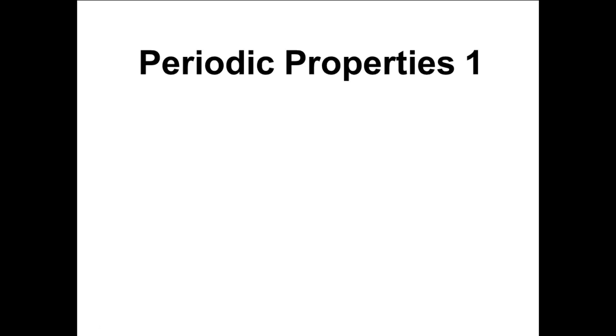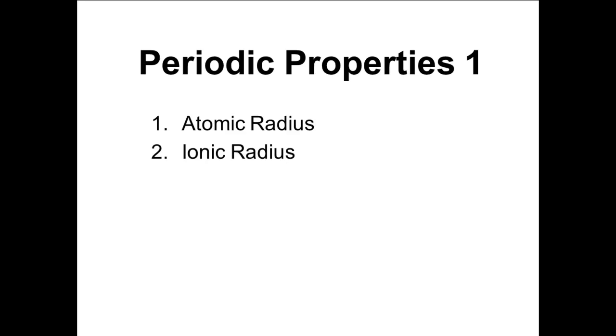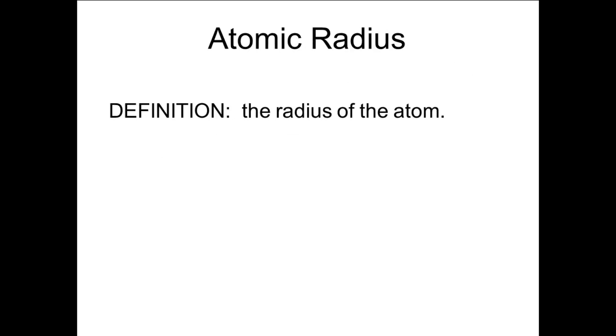Periodic Properties 1. In this video, we will discuss the periodic properties, atomic radius, and ionic radius. The definition of atomic radius is the radius of an atom. This may sound simple, but in practice it is not so easy to measure.